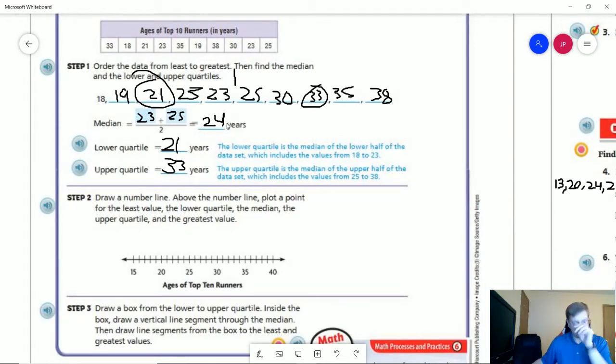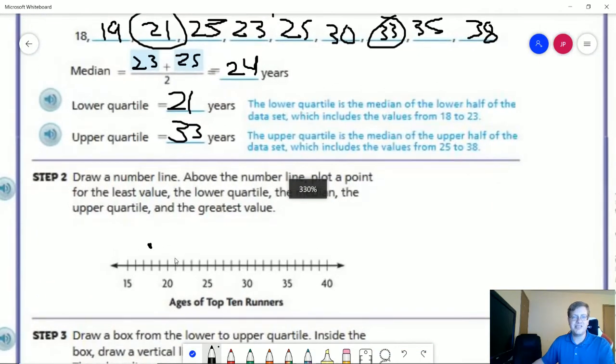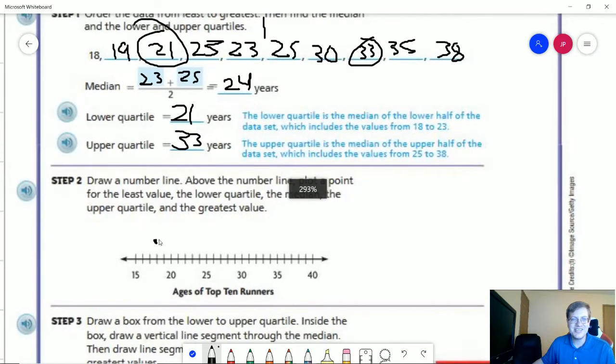So on our number line, we are going to start with our lowest value, which is going to be 18. And I'm going to try to draw this above. We're not going to draw it exactly on top of it. It looks like I put it on 19 instead of 18. I probably need to zoom in. My eyesight's not that good and it's late at night. So 21 is going to be our next number that we plot up here. Then we are going to have our median, which is 24. Our upper quartile, which is going to be 33. And then our highest value, which is going to be 38.